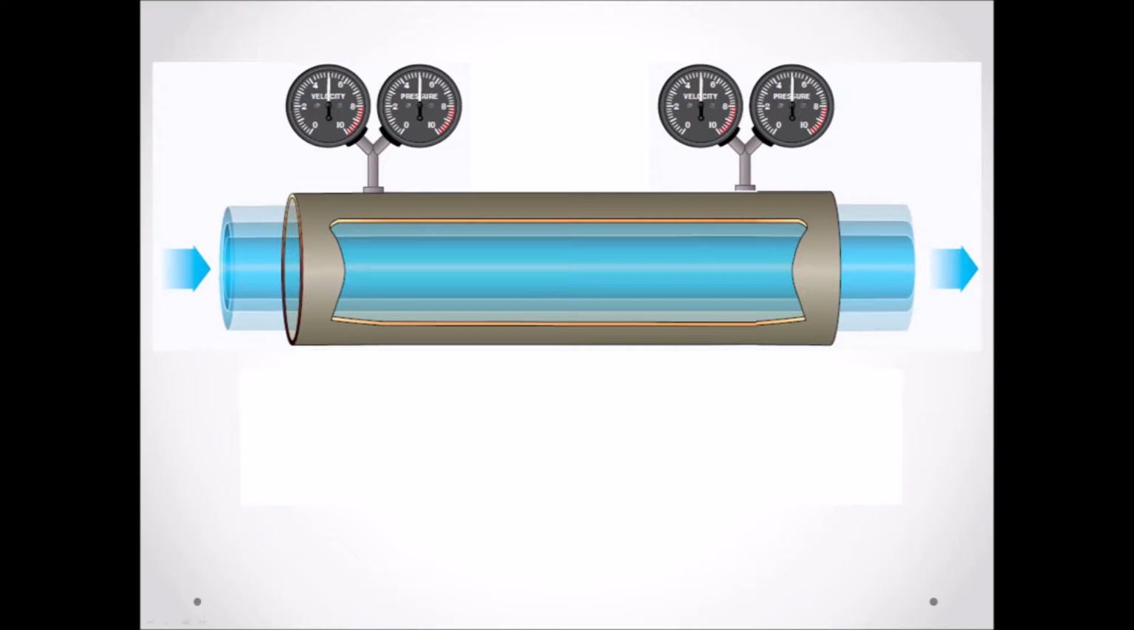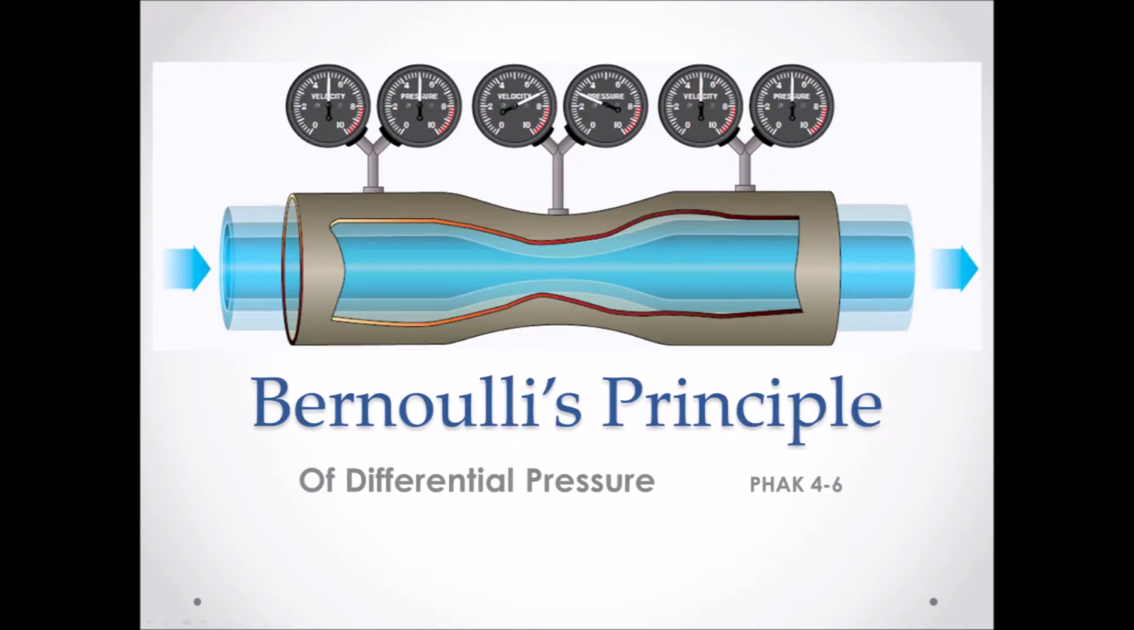Makes sense, right? But what will happen if we narrow a portion of the pipe? The previous statement will still be true. However, in the narrow portion, the velocity of the fluid will increase and its pressure will decrease. And that's what we know as Bernoulli's principle. So, how does this Bernoulli principle produce lift?